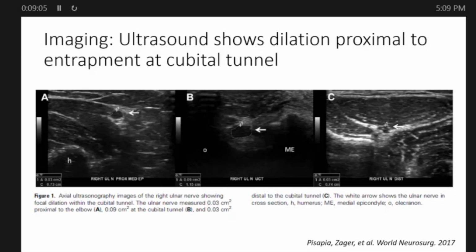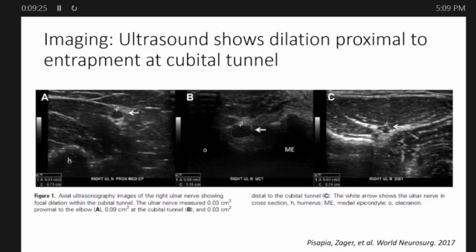There are two other types of transposition procedures that are done commonly. The subcutaneous is probably the most common, and there's also an intramuscular transposition, which I don't really recommend because I think that causes more scarring by putting the nerve within the muscle tissue itself.